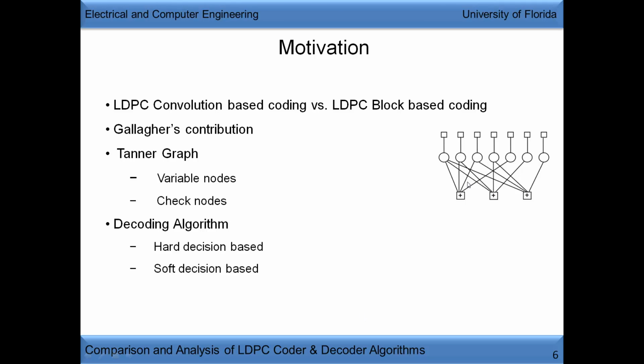So this is a representation of a Tanner graph. The circles represent the bit transmitted and the squares with the plus symbol, they represent the parity check constraints. These plain squares, they represent the information associated with each bit.